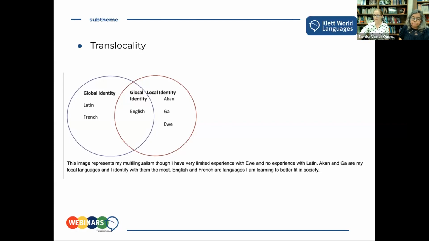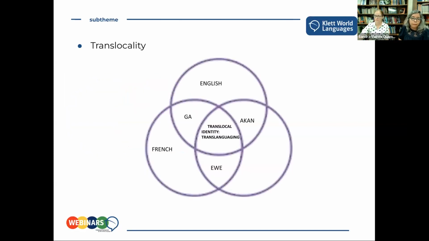By understanding translocality, we would propose to this student that maybe we can make three circles in connection and have translanguaging and translocality in the center, because all these languages that moved with her and with her family to the US can be seen in that center as interacting in themselves, in their own identities.